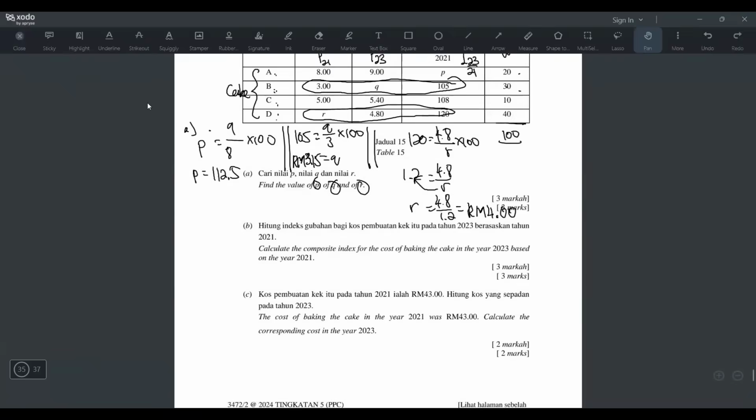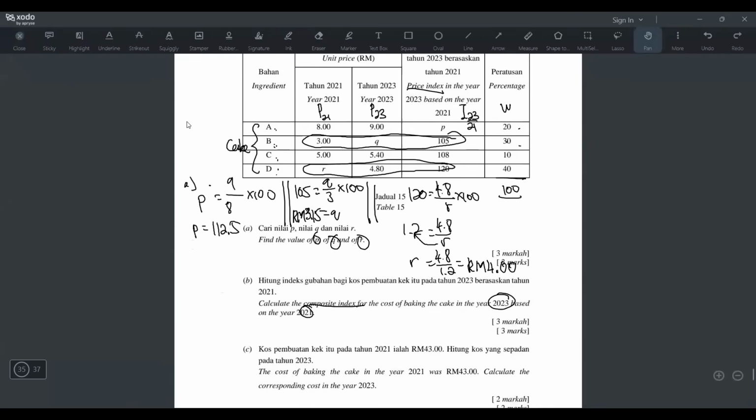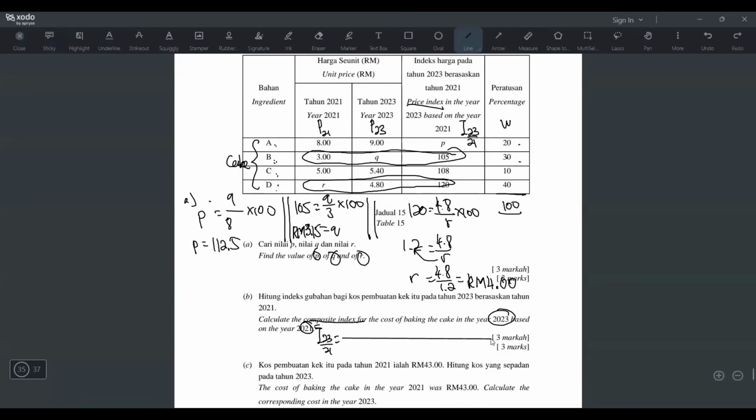Okay, now done already. Now we can do my B. So B says what? Calculate the composite index for the cost of baking 23, 21. So use the composite index formula. Do you know what is the composite index formula? So write the year also, 23 over 21. The composite index formula is you take the I times W, right? And then sum them all and then divide with the total of W, right? So the formula is sum of index times weightage divided by the sum of total weightage.